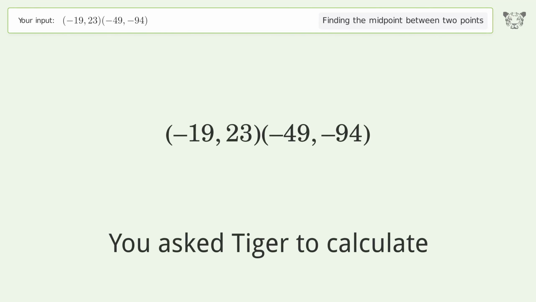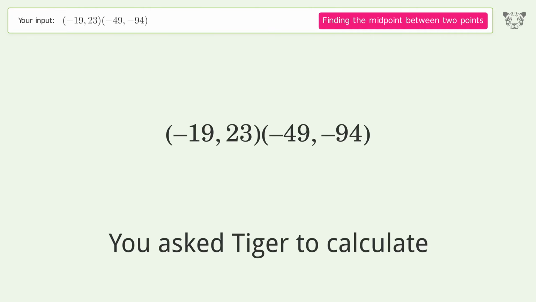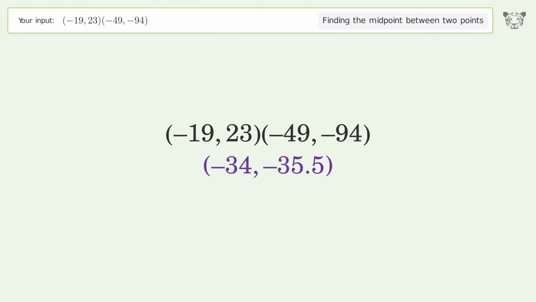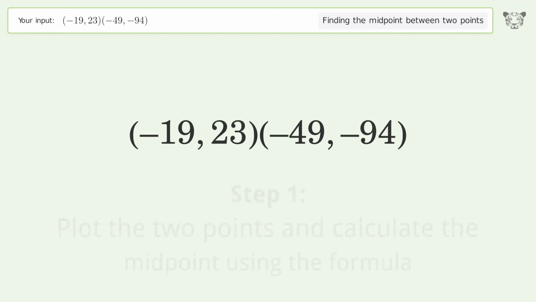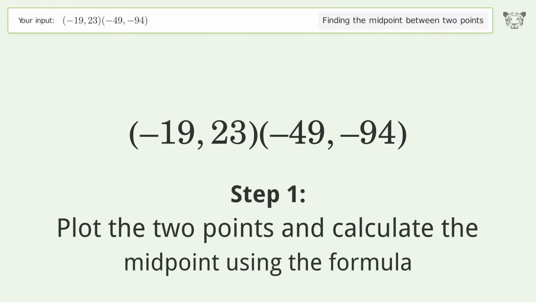You ask Tiger to calculate. This deals with finding the midpoint between 2 points. The midpoint between the 2 points is -34, -35.5. Let's solve it step by step. Plot the 2 points and calculate the midpoint using the formula.